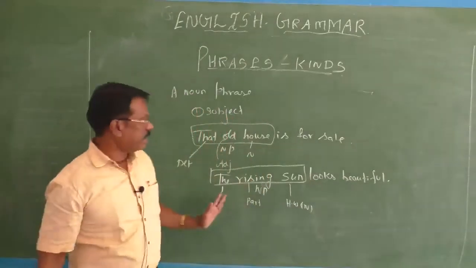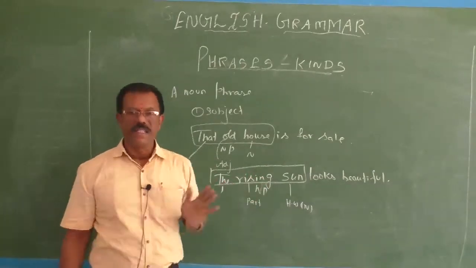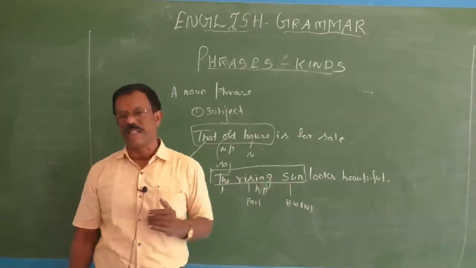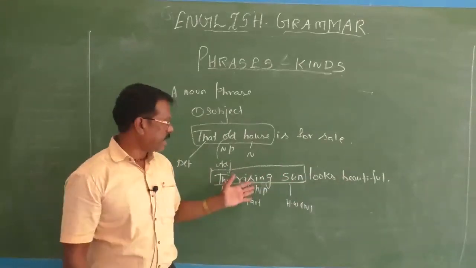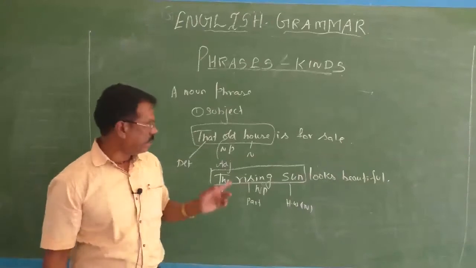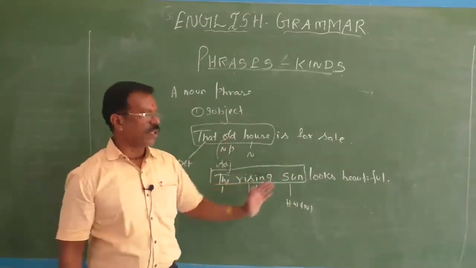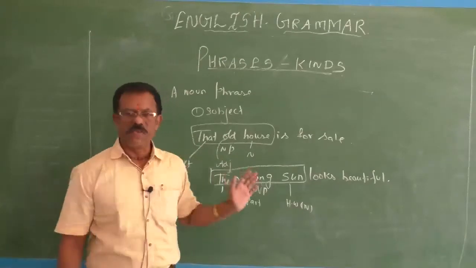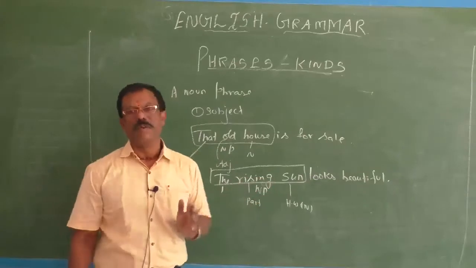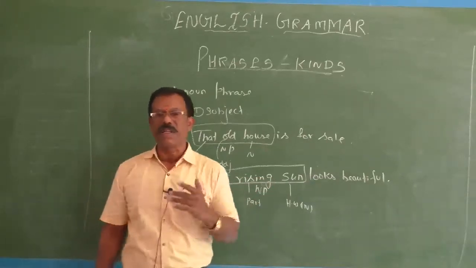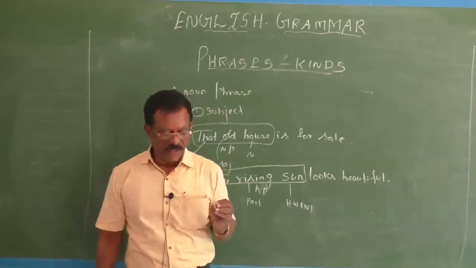So the rising sun is a group of words. Here this group is called a noun phrase. In this noun phrase we have a noun as the head word, that is the sun. We used pre-modifiers, that is rising, a present participle, and the determiner, that is an article. So the rising sun, the total group, is called a noun phrase. This noun phrase here is used as the subject of a sentence. So from these examples, what can you understand? A noun phrase can be used as a subject of a sentence.